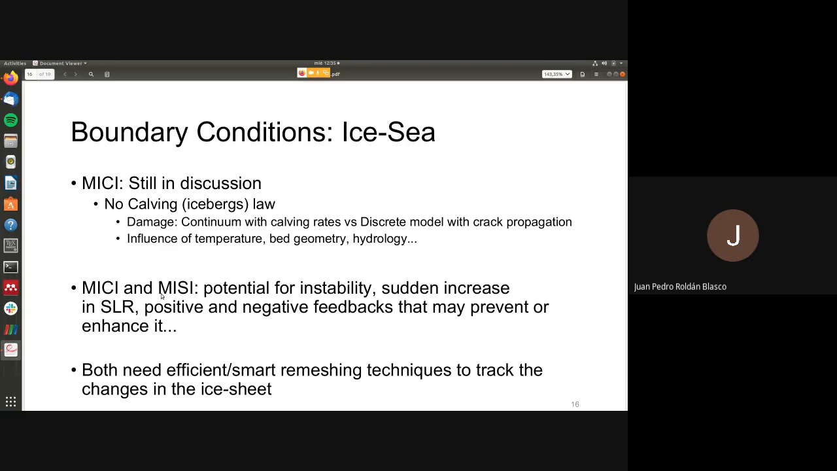trying to convert these discrete methods into some kind of continuum calving laws that we can apply in the large-scale models of Antarctica. And on top of that, there is a lot of uncertainty on the different parameters that we are going to use, actually. And that's, I would say, the main points to consider when doing that.